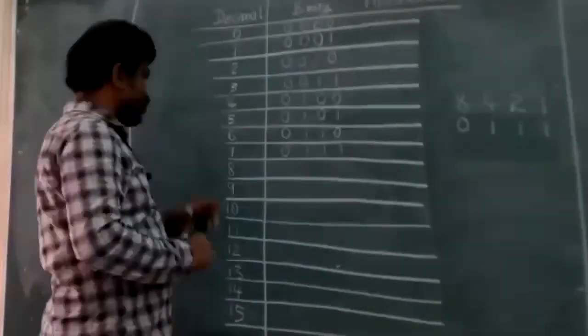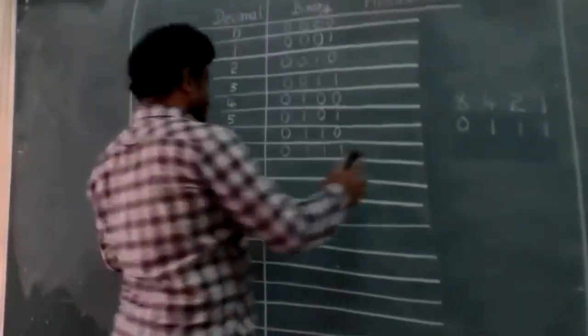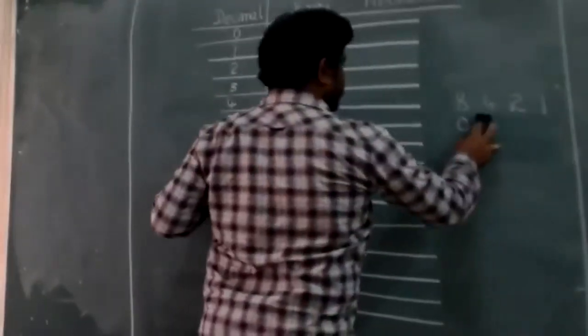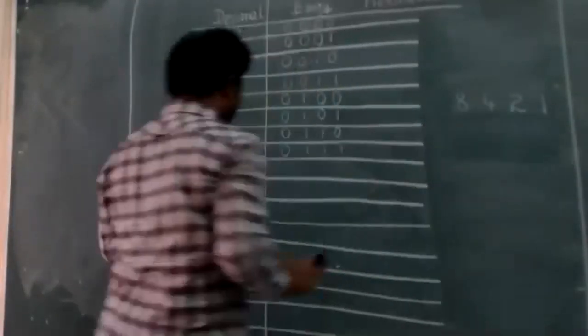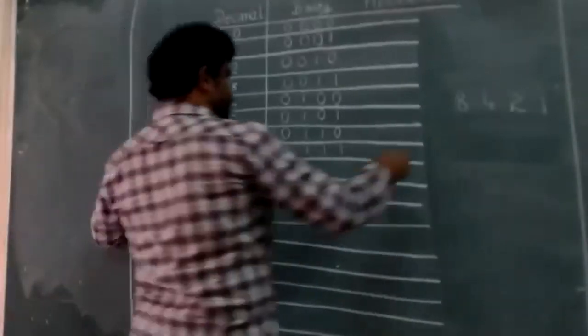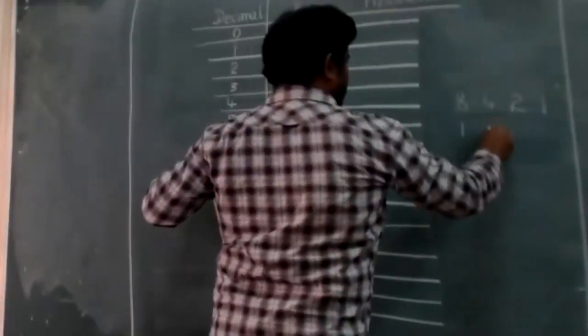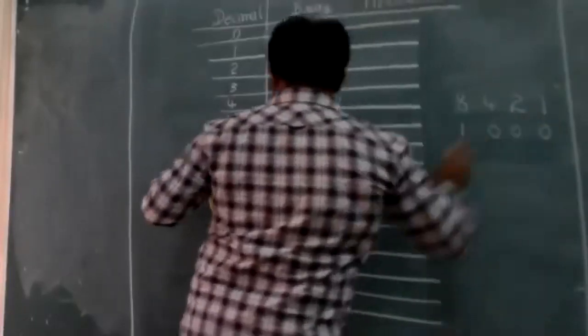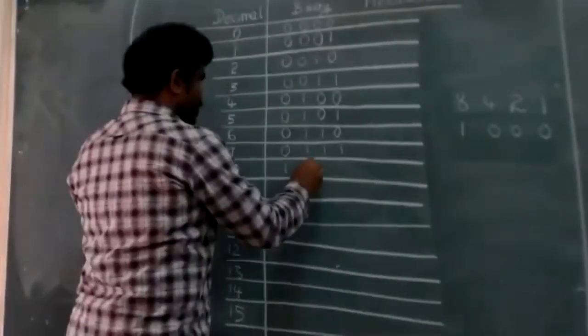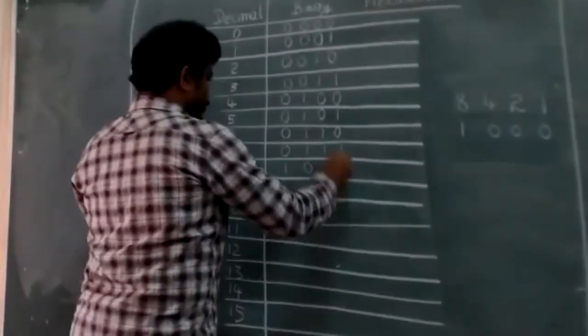And you can tell me how we can represent 8 now. See, the 8 can be represented by this binary sequence. That is, only this MSB bit is high and the rest are all equal to 0. So this is 1, 0, 0, 0.